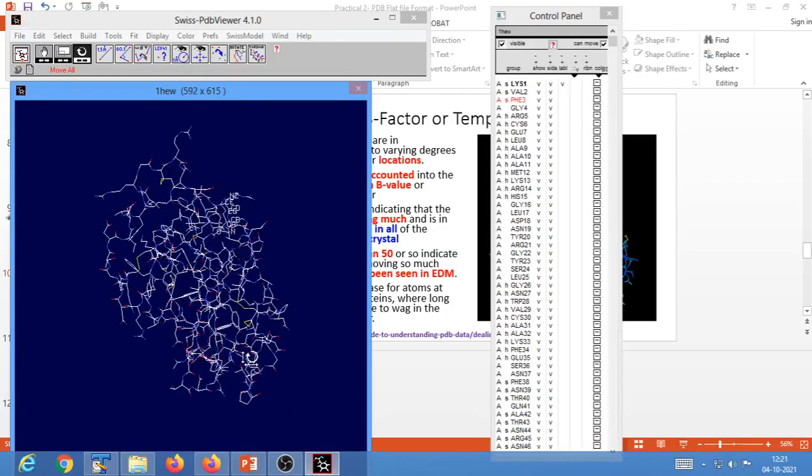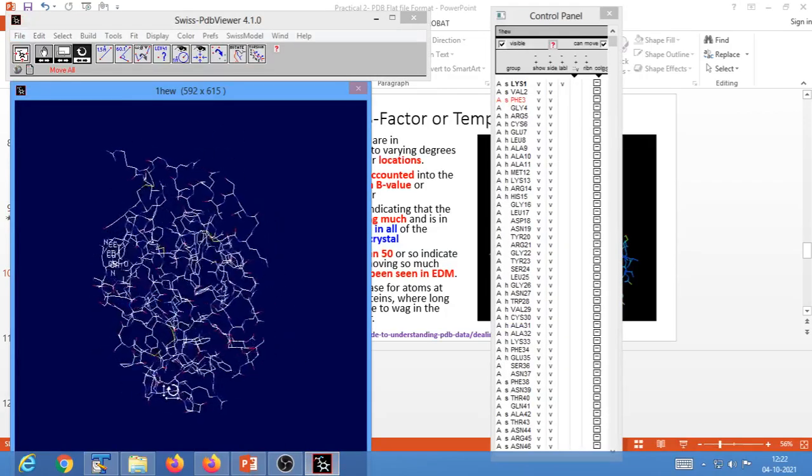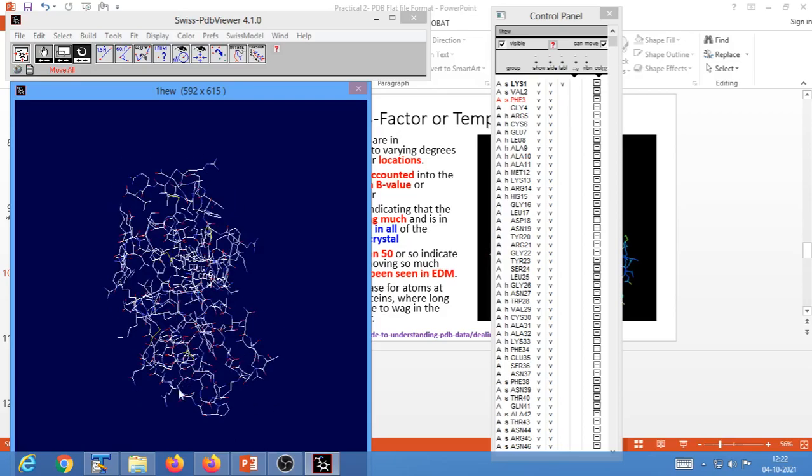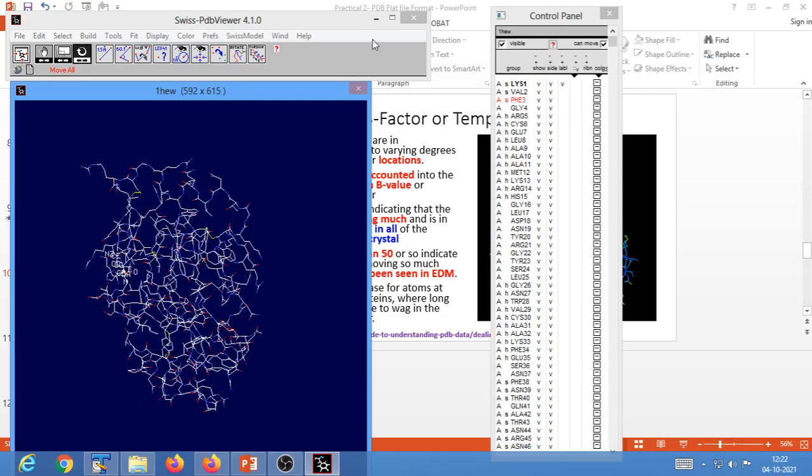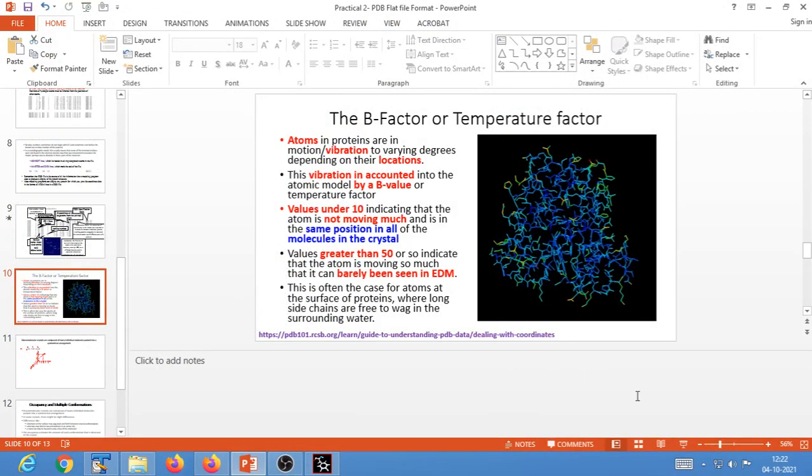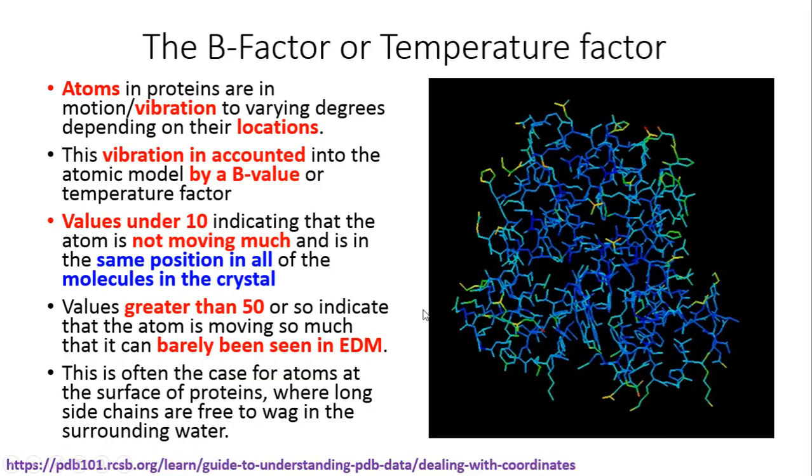You can see that this protein molecule seems to be static, right? In this model it seems to be static, but at physiological conditions, when the protein is present in cells, it is always involved in some dynamics. That is, the atoms are not static in protein, but they show certain movement when it is present in cells. The atoms in the proteins are always in motion or in vibration, to varying degrees depending on where they are present.